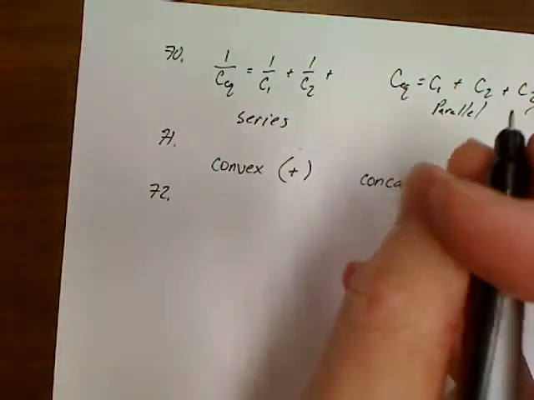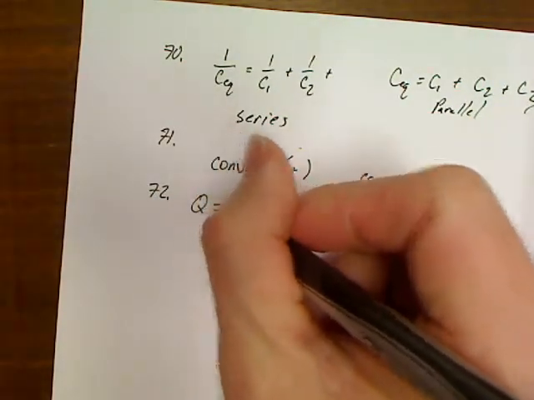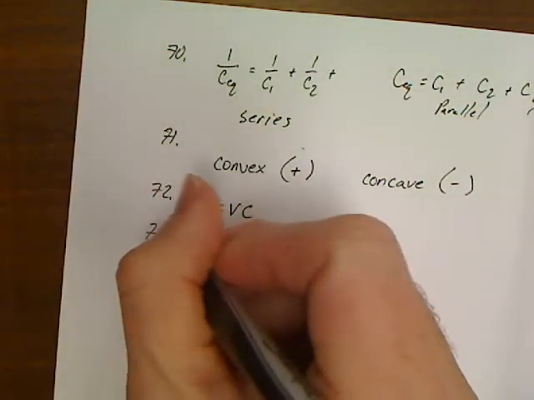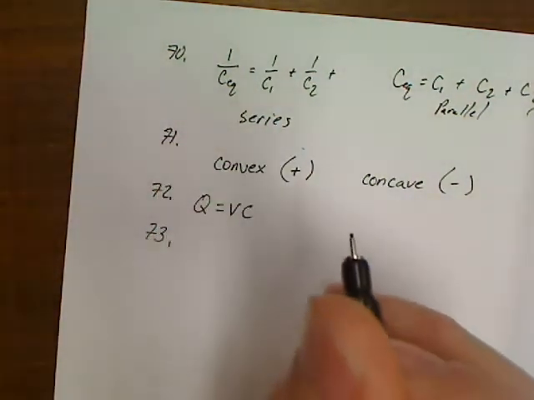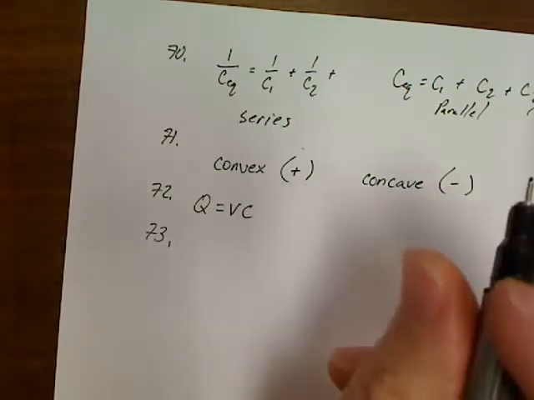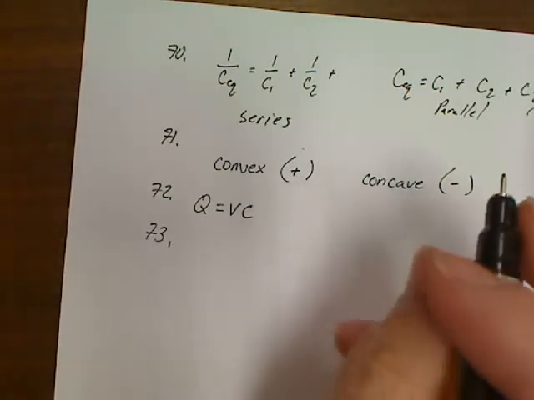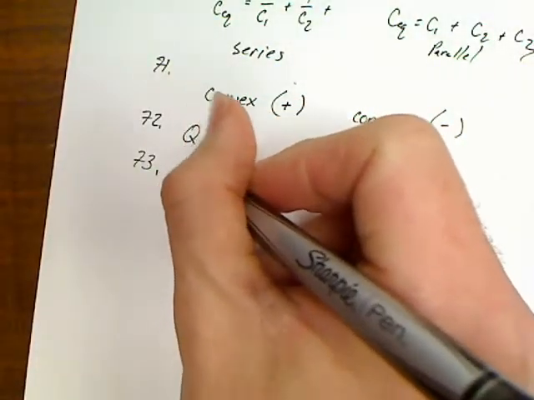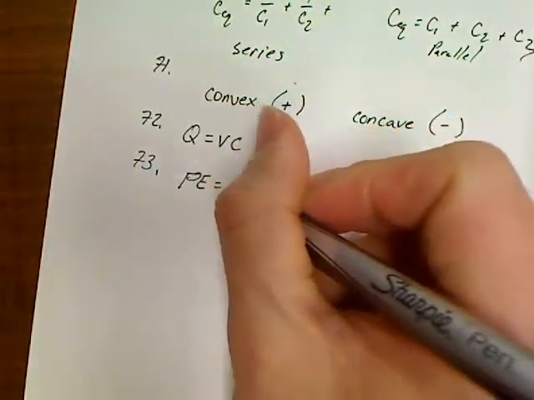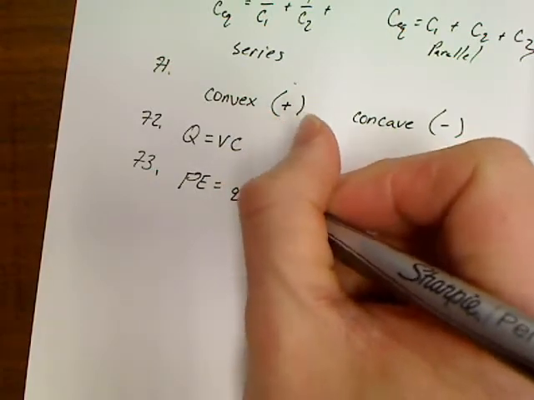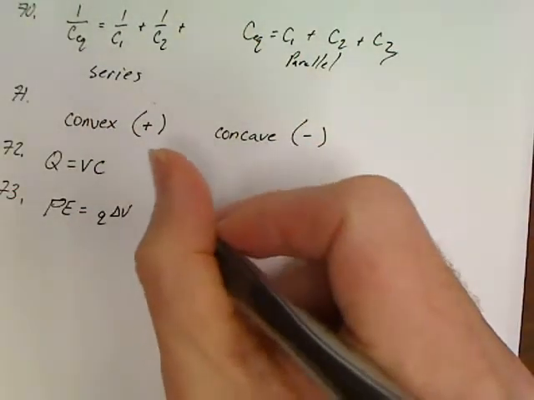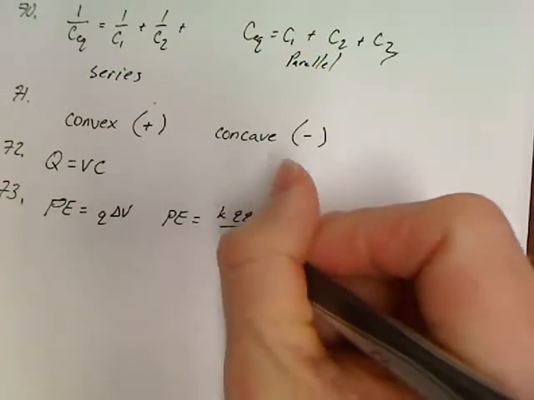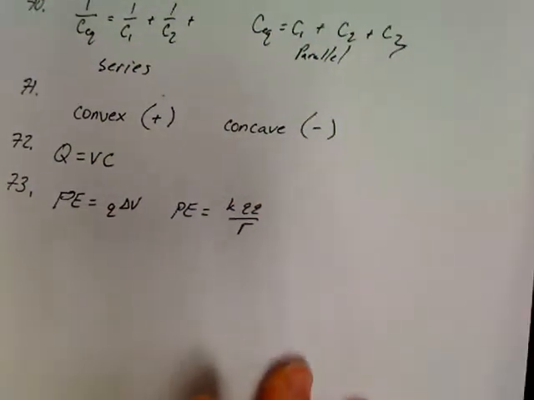72. Charge in a capacitor. Q, V, C. 73. Two equations for the potential of charged particles. Let's see. Potential energy can be equal to q delta V, and potential energy is equal to kQq over r.